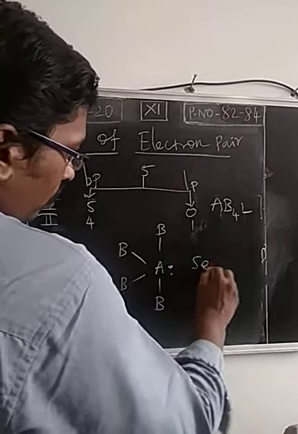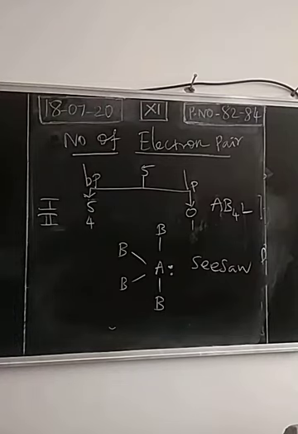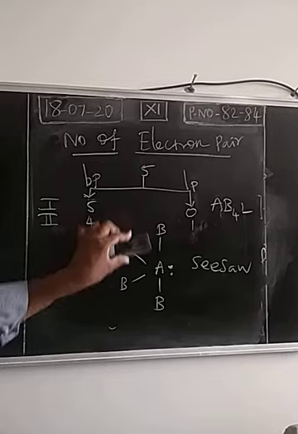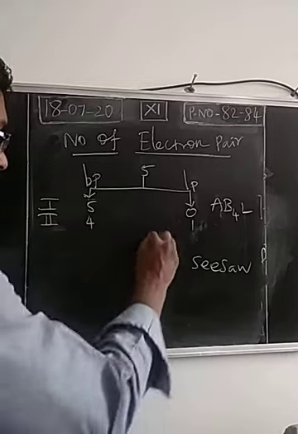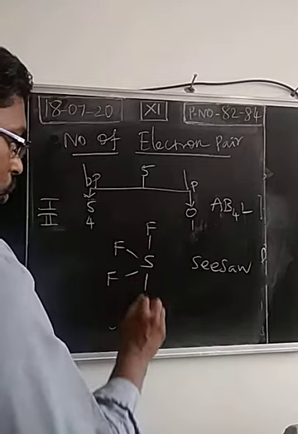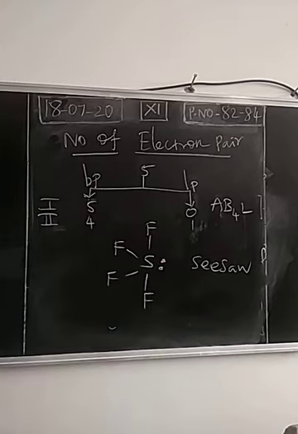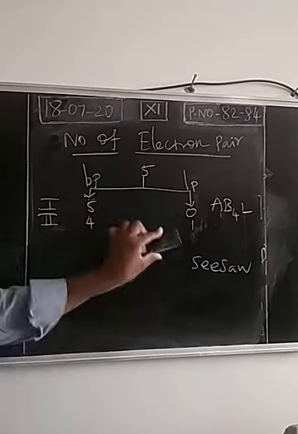The structure is called seesaw structure. Out of 5 pairs of electrons, 4 pairs are present as bonded pairs, and only 1 lone pair of electrons is on the central atom. So the structure is called seesaw structure. Example, sulfur tetrafluoride. Sulfur will be the central atom. 4 fluorine atoms are covalently bonded with sulfur, and sulfur has a lone pair of electrons. So this is called seesaw structure.